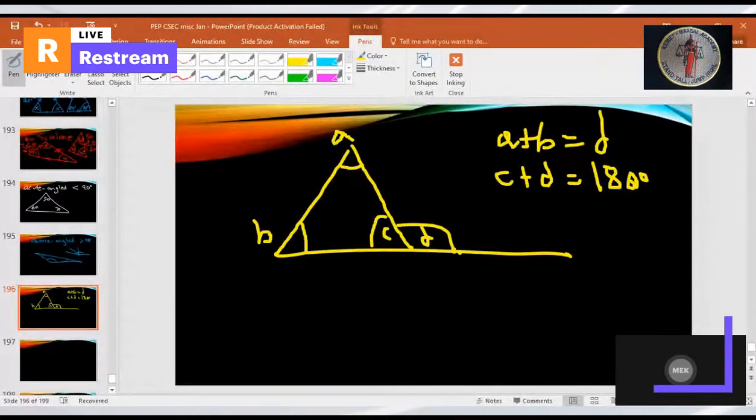So if you know this one, take it from 180 to find this one. If you know this one, D, take it from 180 to find C. Also know that this exterior angle is the sum of these two opposite interior angles. So if you know D and you know A, subtract A from D to get B, subtract B from D to get A. All right, so you have to know all of those things.